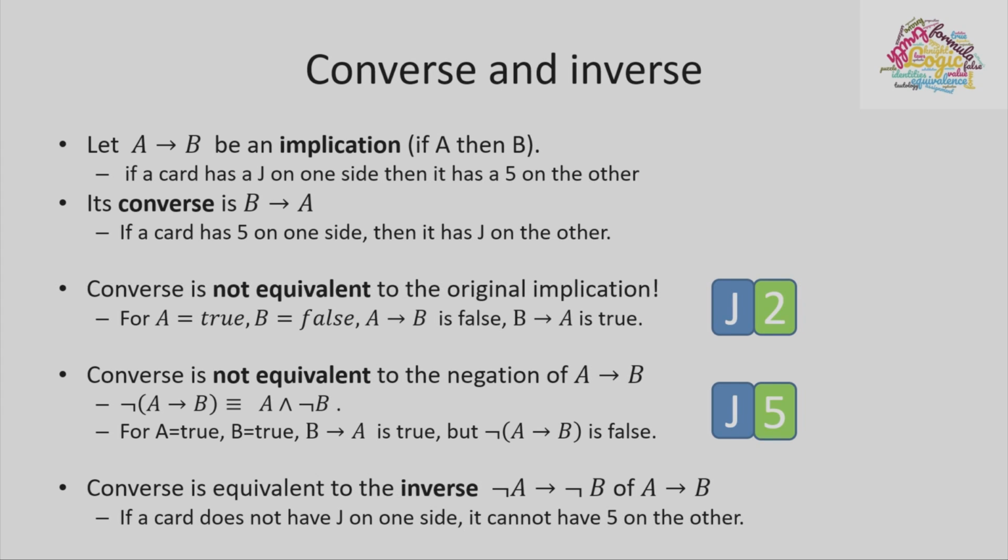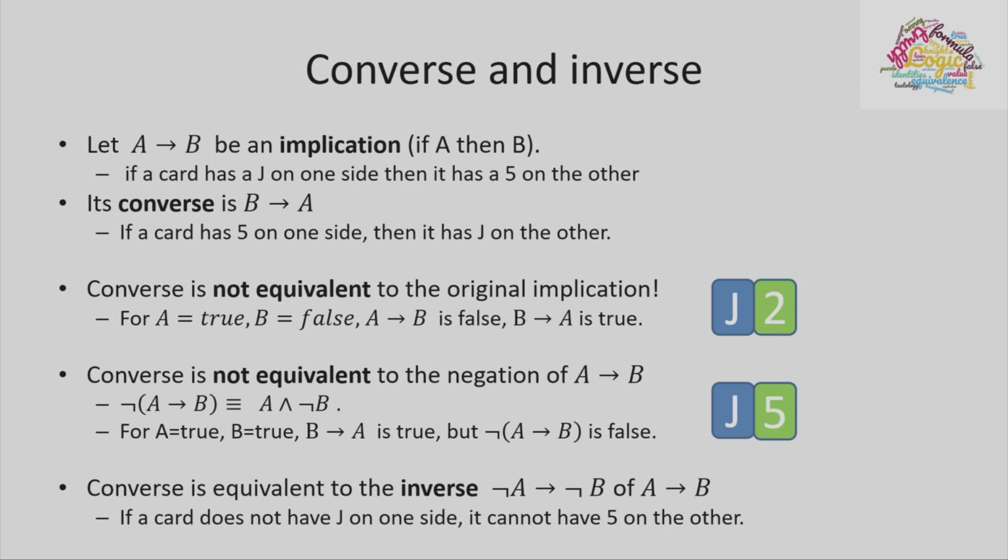And another way to check it is to find an explicit scenario where the negation of A implies B would have a different value than B implies A. One such scenario is when A is true and B is true. Then B implies A is true. If a card has 5 on one side, has J on the other, well, if you have a card with J and 5, that's fine. But not A implies B will be false in this case. Exactly because A implies B was true.